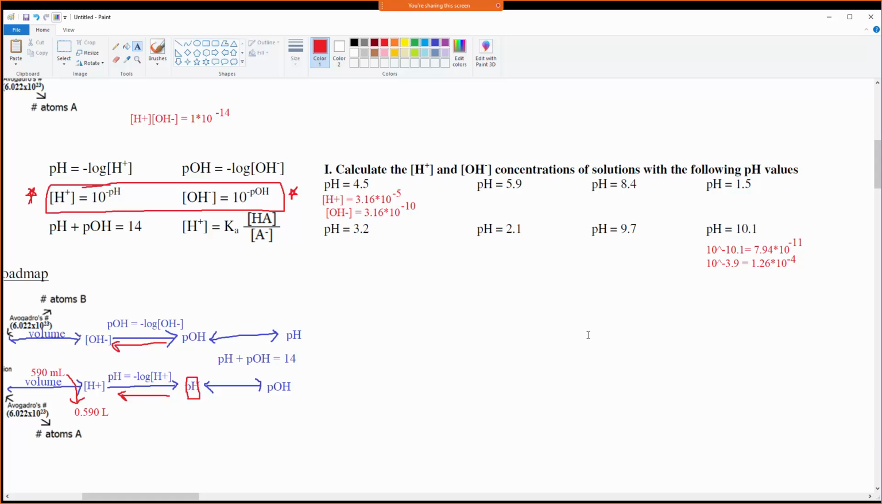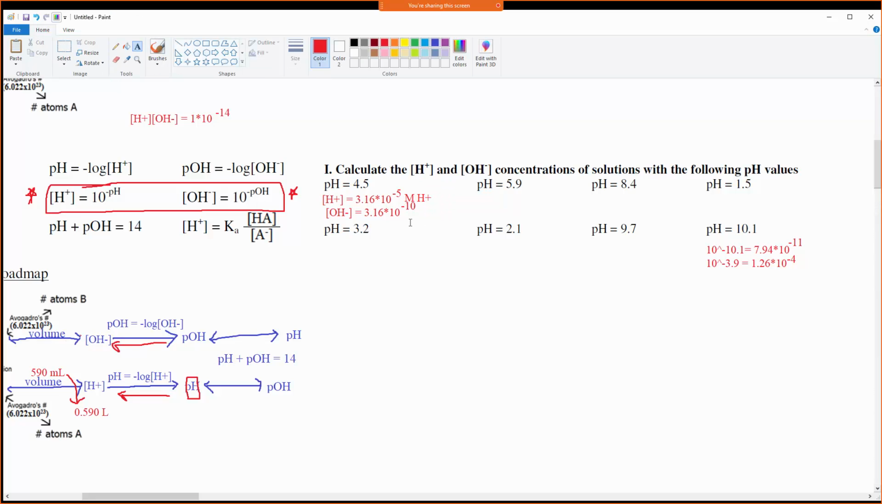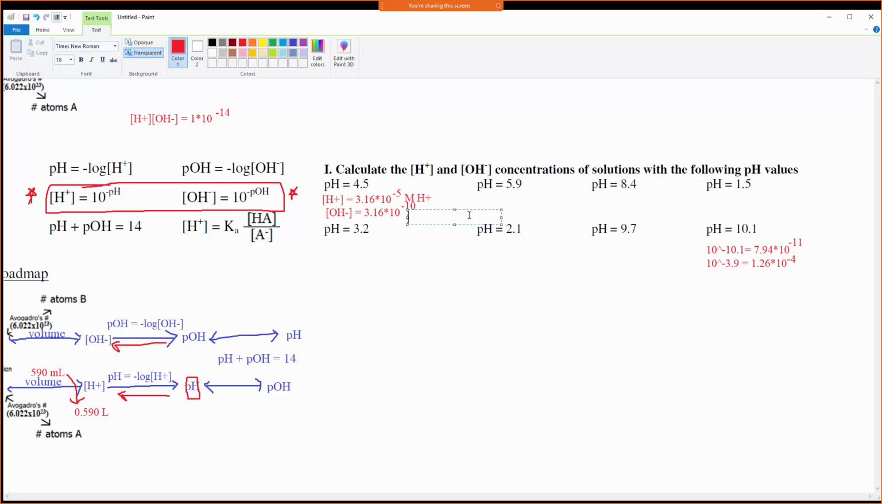Yeah, so this, Erica, you're right. What we're doing here is we're finding the concentration, which is in units of molarity, moles per liter, of our acid and base solutions. So the concentration of my acid in this solution with a pH of 4.5, the concentration of H plus is 3.16 times 10 to the negative 5th molar H plus. And this is 3.16 times 10 to the negative 10th molar hydroxide.